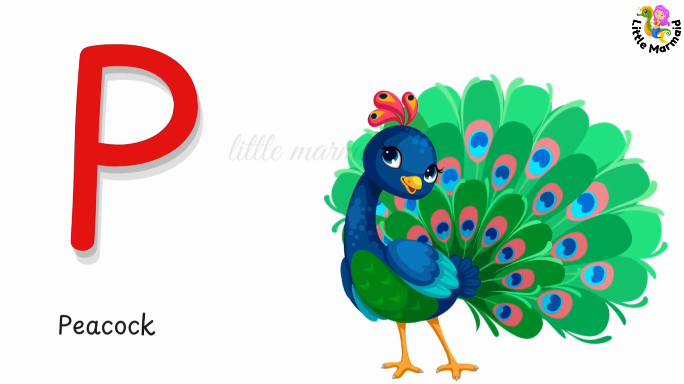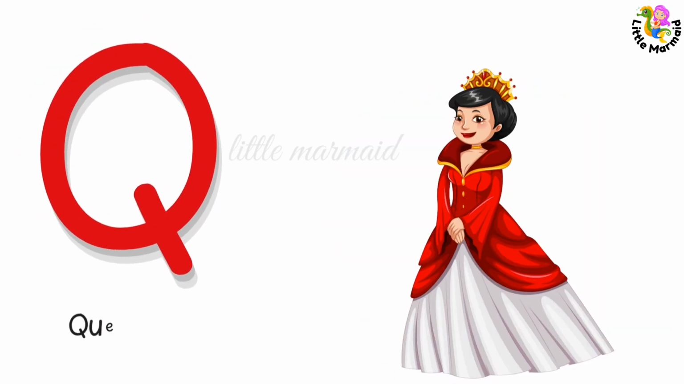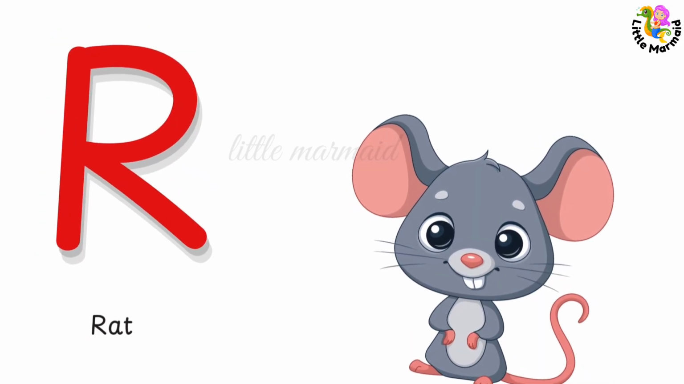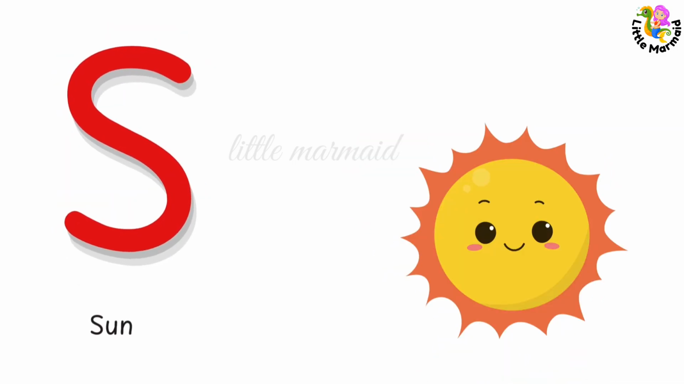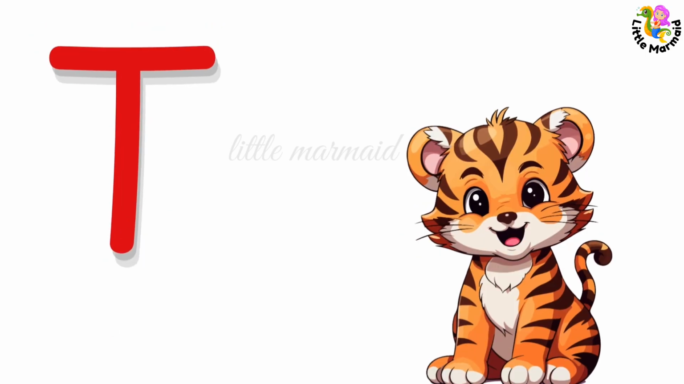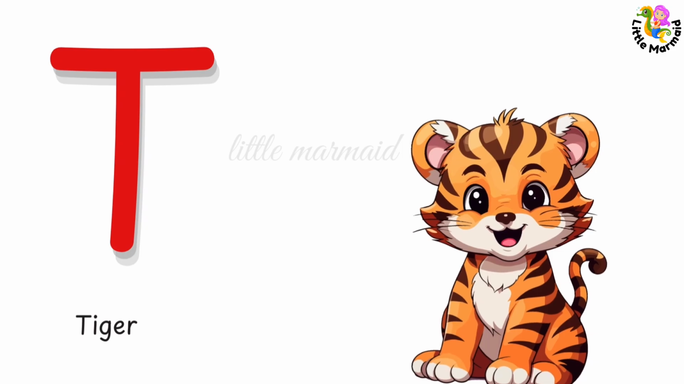P for peacock. Q for queen. R for rat. S for sun. T for tiger.